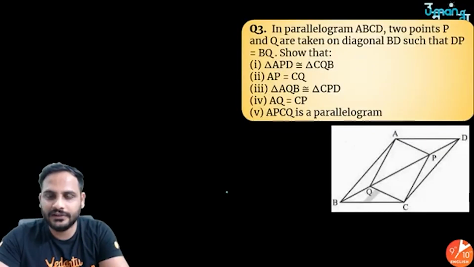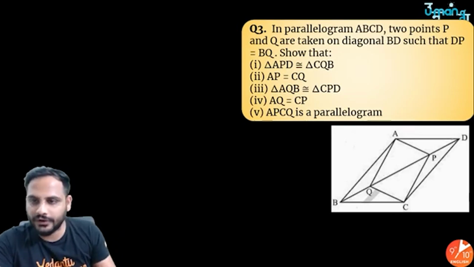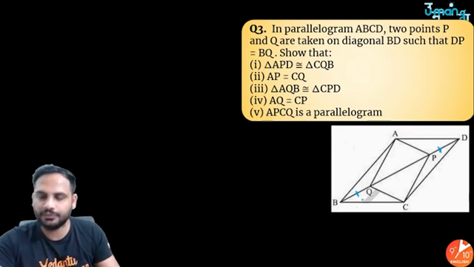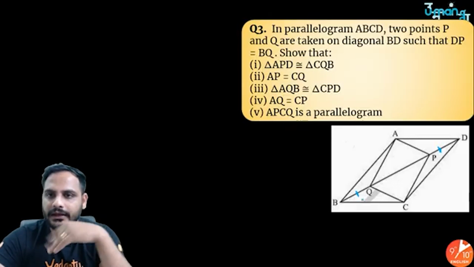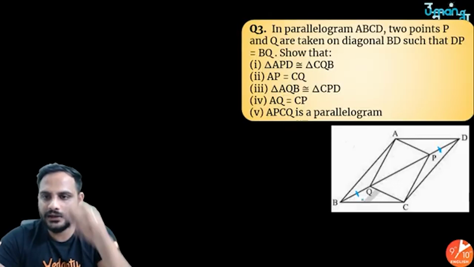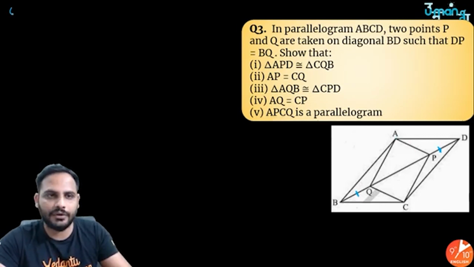Okay, next question. Question number 3 is, in a parallelogram ABCD, 2 points P and Q are taken on diagonal BD such that DP is equal to BQ. What they have given over here is that DP is equal to BQ, and ABCD is a parallelogram. Show that triangle APD is congruent to triangle CQB. So let's talk about these two triangles.